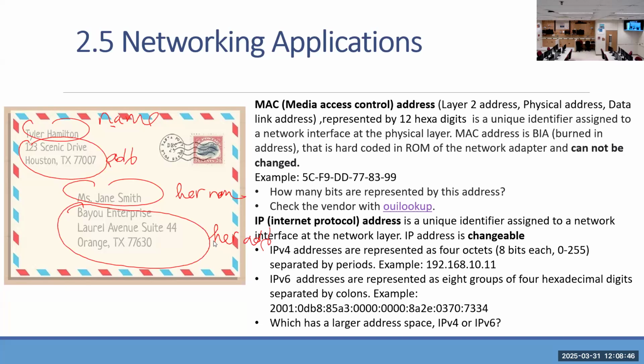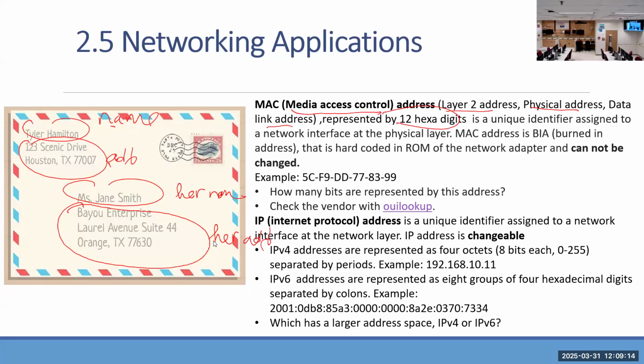Think about if you want to communicate from this computer to another computer. Again, you need two types of information. The first one is the media access control address. It has many names, right? Layer 2 address, physical address, or data link address, and so on. It is represented by 12 hexadecimal digits, and it's globally unique. So you can check it here.